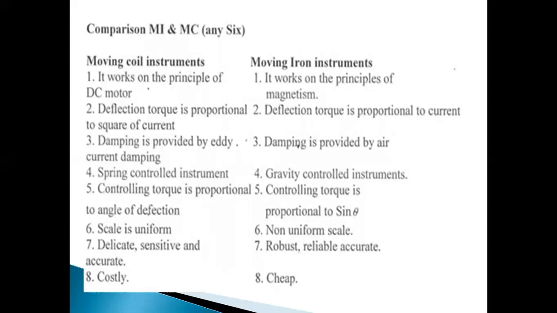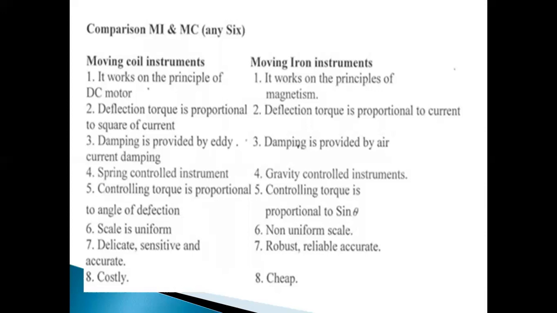Coming to the seventh point, it is delicate. Moving coil instruments are delicate, sensitive, and accurate. And moving iron instruments are robust, reliable, and they are accurate. And last point, these moving coil instruments are somewhat expensive than moving iron. Moving iron instruments are cheaper in cost. And one more thing, if you observe, other than this, the power consumption is low in moving coil, whereas in moving iron, the power consumption is more.